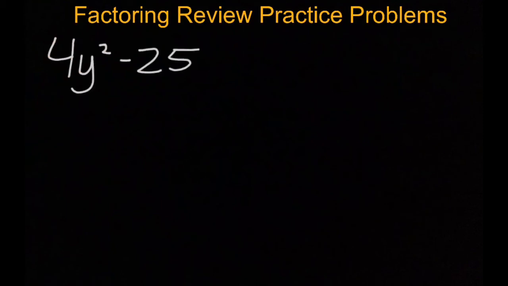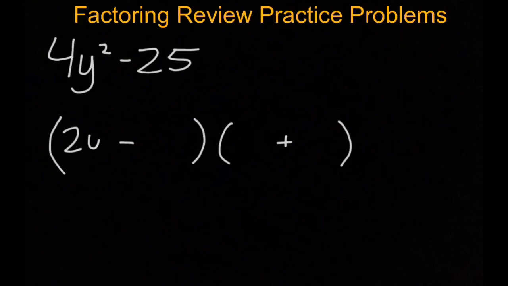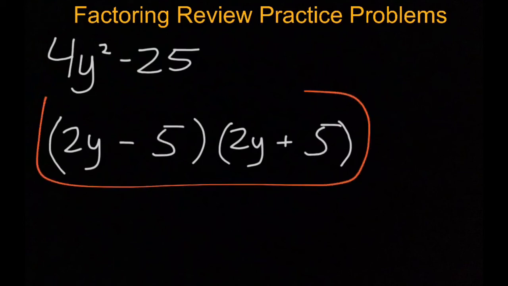On to our second problem. Our second problem is 4y squared minus 25. For this, we'll be using the difference of squares method. So we'll have something like this. The square root of 4y squared is simply 2y, and the square root of 25 is 5. And this right here is our final answer for the second question.